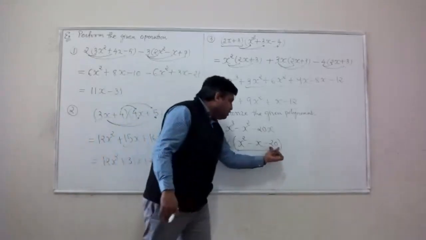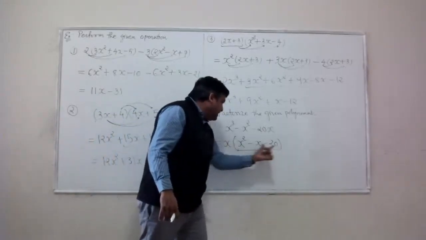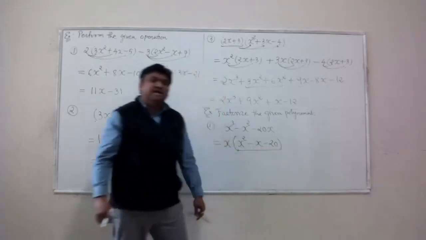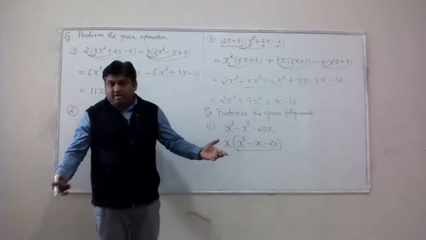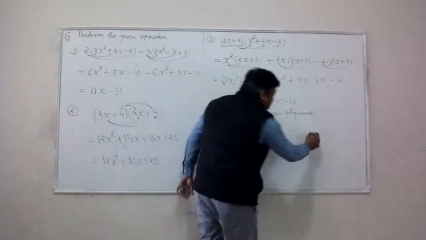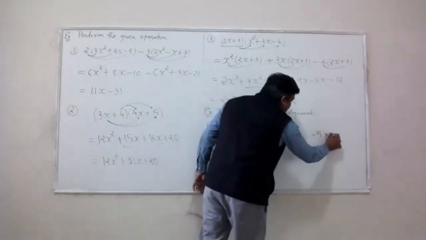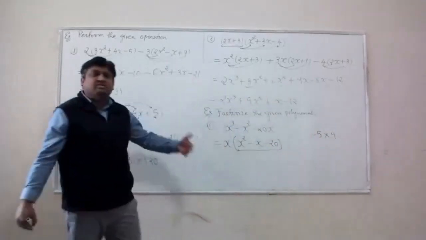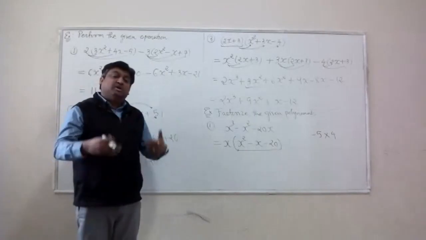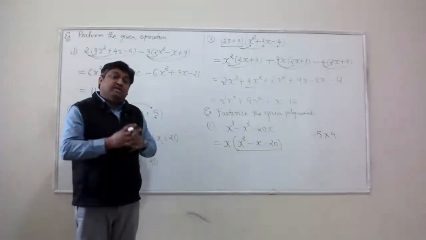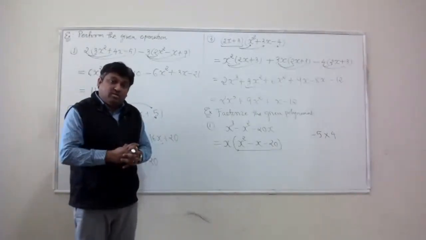Let's check. I'm looking for the factors of negative 20 whose sum is negative 1. Are we aware of any such factors? Answer should be yes. Negative 5 and positive 4. These are the two factors whose product is negative 20 and their sum is negative 1.